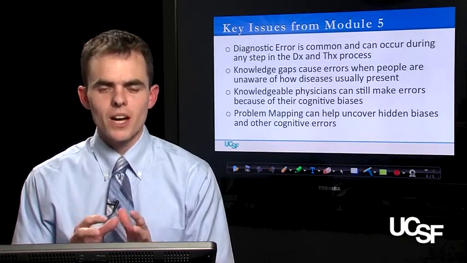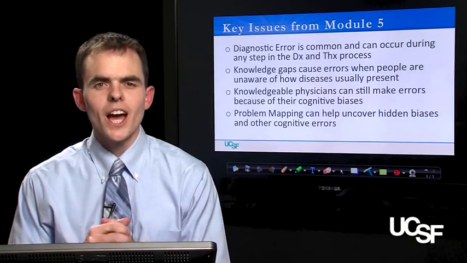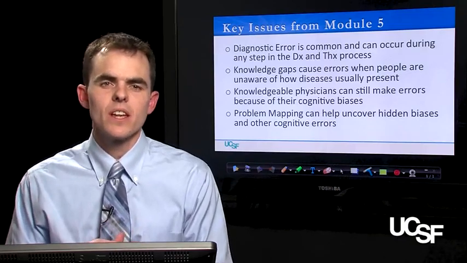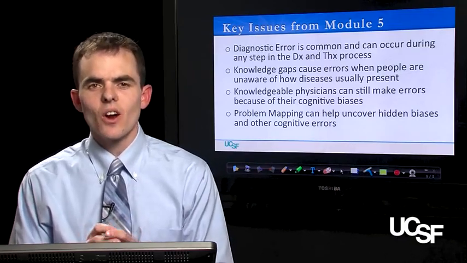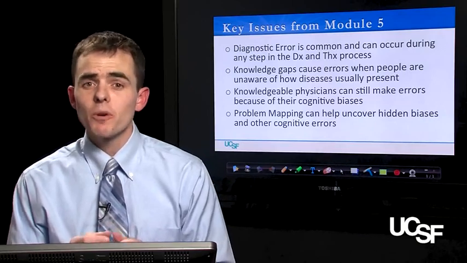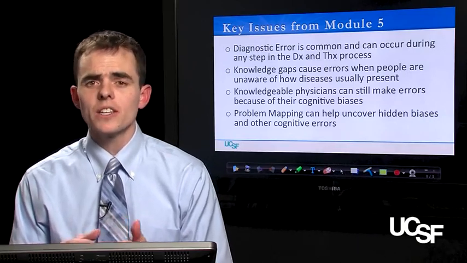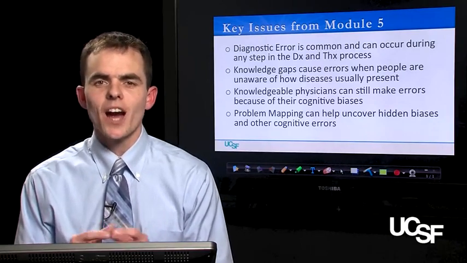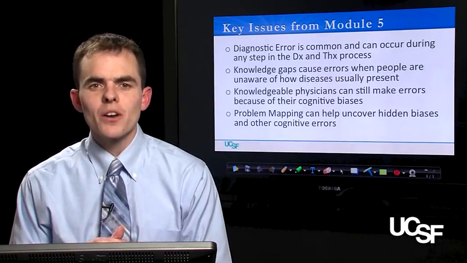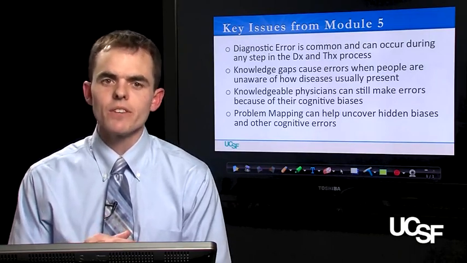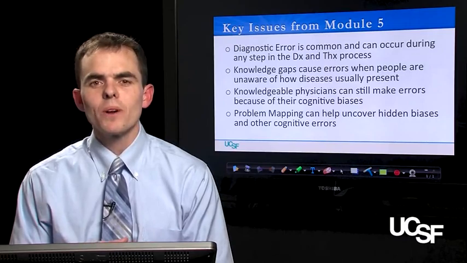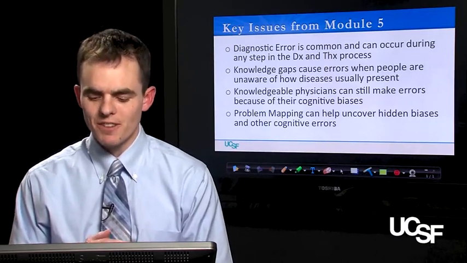The key issues from Module 5, just to wrap up. Diagnostic error is very common and can occur during any step in the diagnosis and treatment process. Knowledge gaps are where errors can occur when people are unaware of how diseases usually present. Knowledgeable physicians can still make errors because of their cognitive biases, and we covered a number of those biases and how they could mislead even the best physicians. And finally, we introduced you to a model for approaching case review and even using it in real-time clinical practice, which we call problem mapping, which can help uncover hidden biases and other cognitive errors.